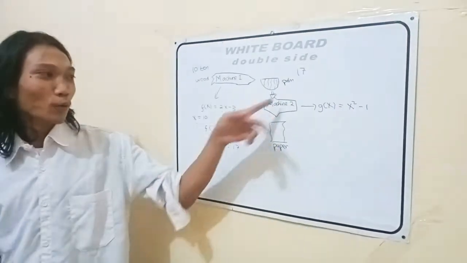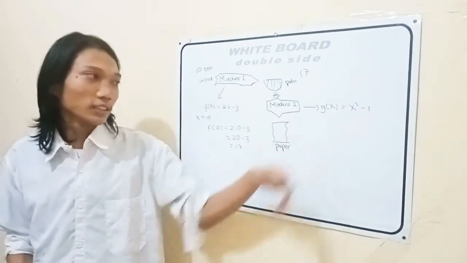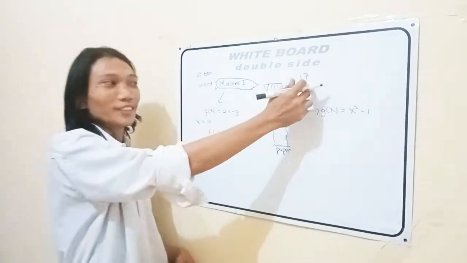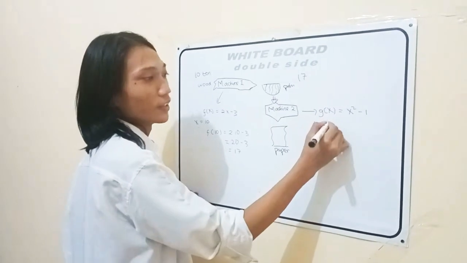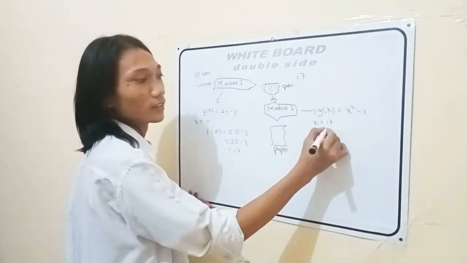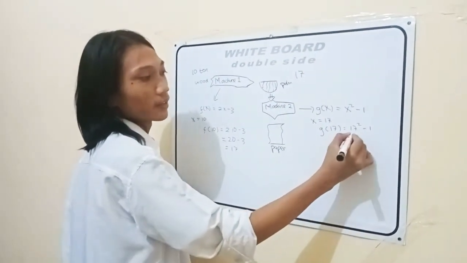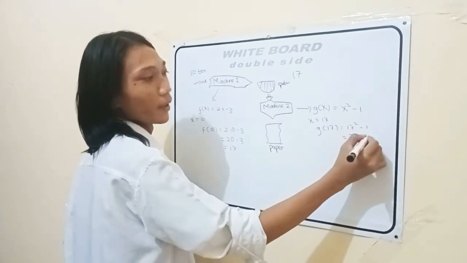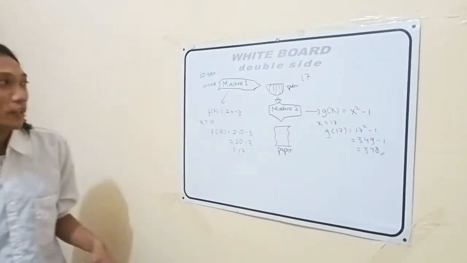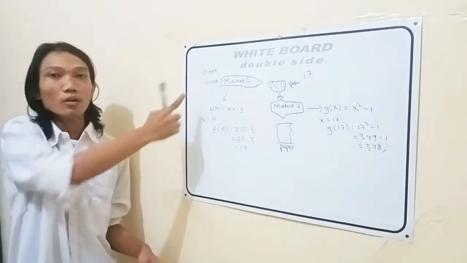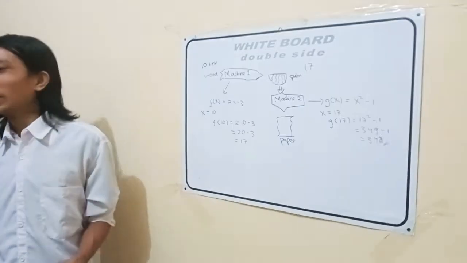And to change pulp to paper, we use machine 2. Machine 2 follows function g(x). So if we have 17 tons of pulp, we can substitute x equals 17 into function g(x), and then we get g(17) equals 17 squared minus 1. So we get 289 minus 1 equals 288. So if we have 10 tons of wood, we can get 288 sheets of paper. Do you understand, students?